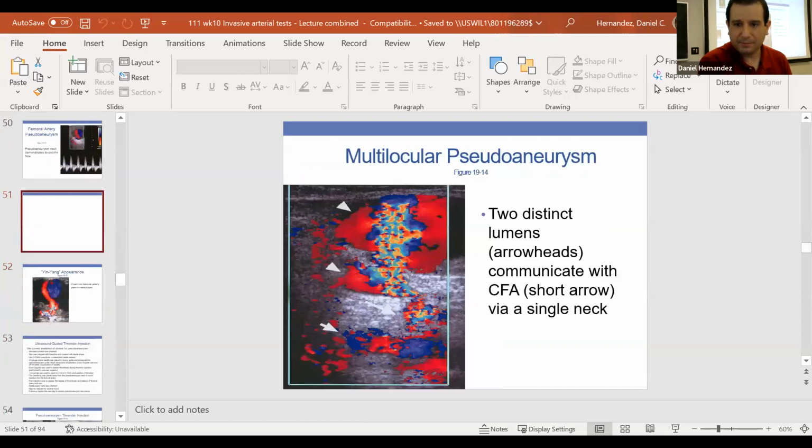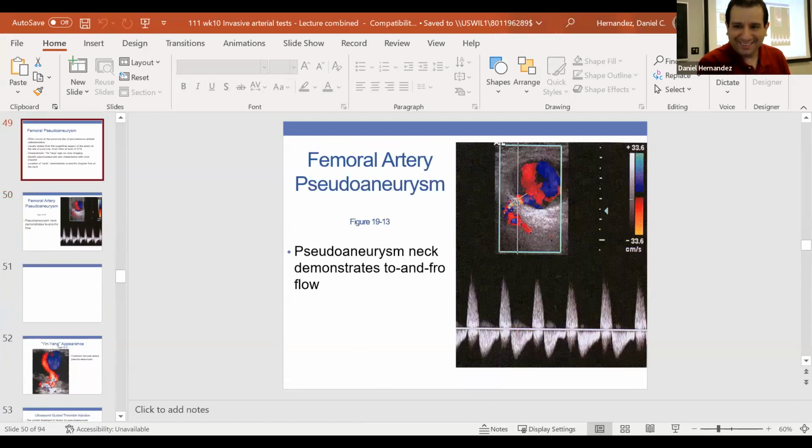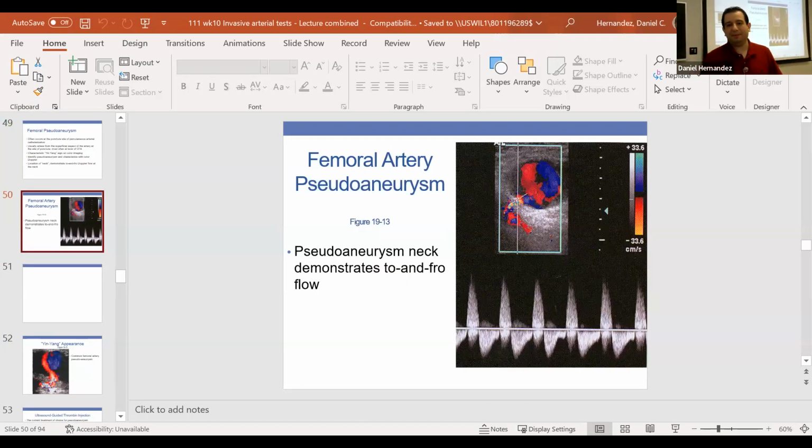Pseudoaneurysms. Yeah, we've been talking about pseudoaneurysms. Most common cause of pseudoaneurysm is due to some sort of procedure, or a catheterization procedure when they go into the groin. So it's some sort of percutaneous arterial catheterization that occurs at the puncture site. So we see that characteristic yin and yang sign.